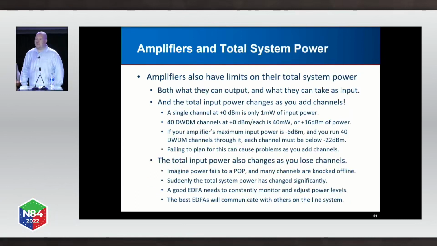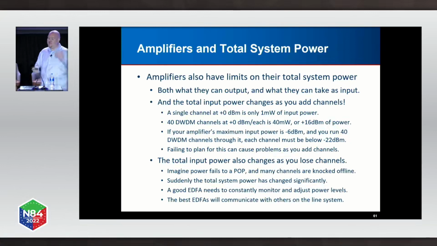Amplifiers also really care about the total system power. So they care both in what they can output and what they can input. And this is kind of one of the most fundamental things about their design, and really informs everything that you do and why you do it. So let's say that you have a single channel. It's coming in at 0 dBm, so you've got 1 milliwatt of power. Great. So now you put a 40 channel mux on that, you do the same thing, you've now got 40 milliwatts of power, you've got a plus 16 dBm system.